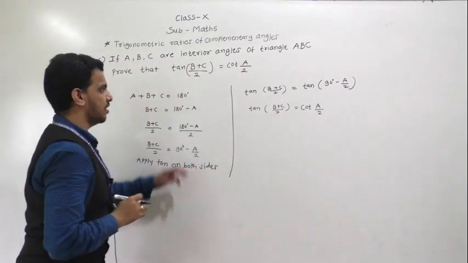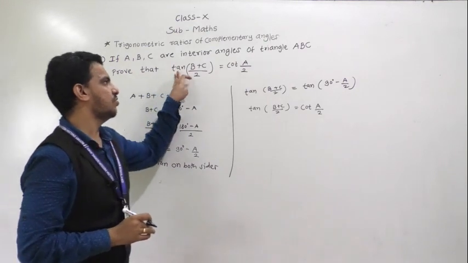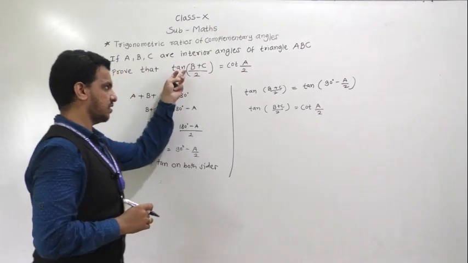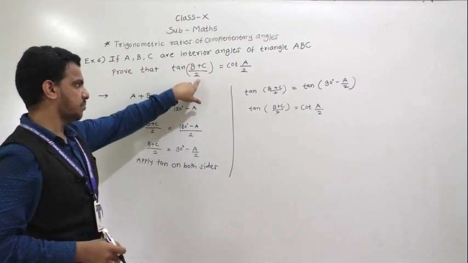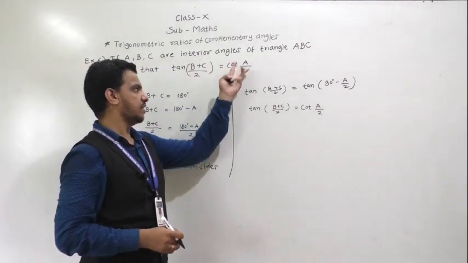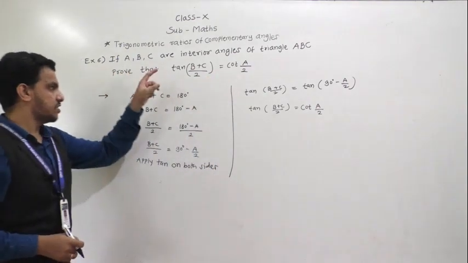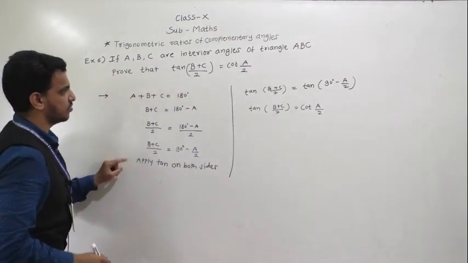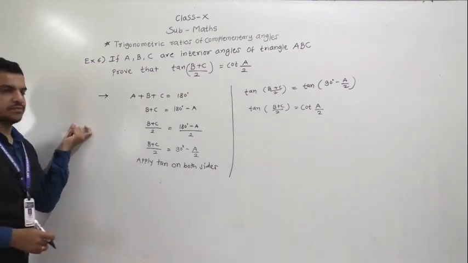Similarly, they can ask for sine of (B plus C) upon 2 is equal to cos A by 2, or vice versa, and sec of (B plus C) upon 2 is equal to cosec A by 2. So this type of examples we can solve in this way. Now we will take another type.